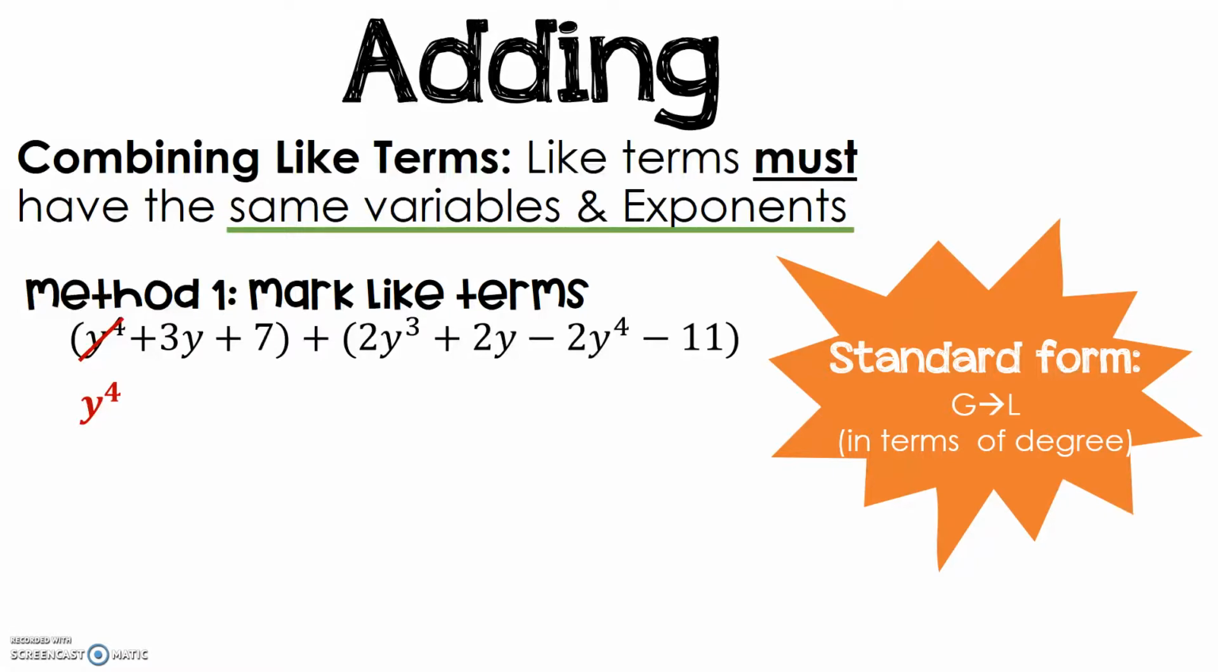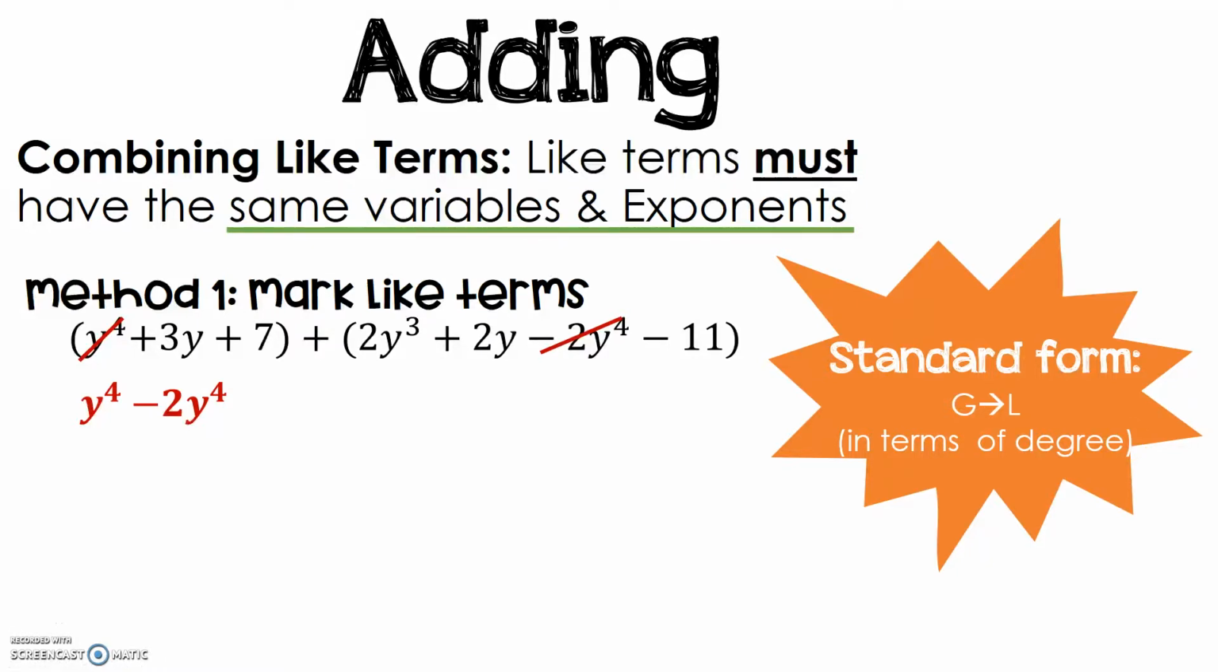You look in the entire problem and see if you see another one with the same variable and the same exponent, and I see negative 2y to the fourth, cross it out in the same color and write it down again. I don't see any more with an exponent of 4, so I'm going to go ahead and go to the next one, which is going to be 3, because again, we're working in standard form, which is from greatest to least.